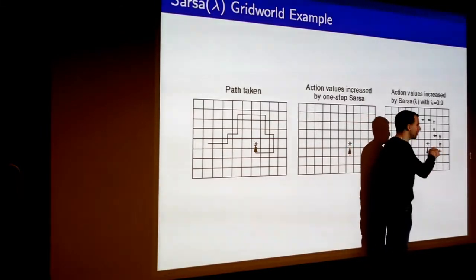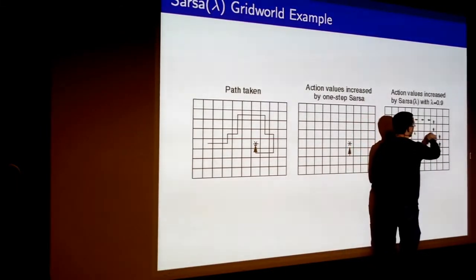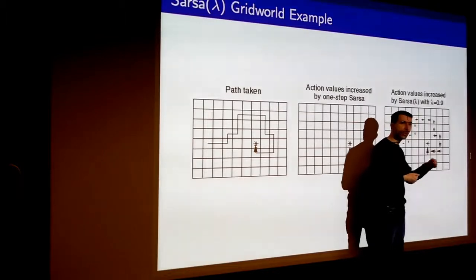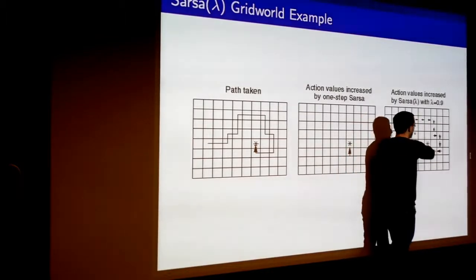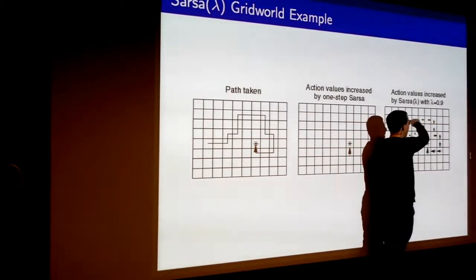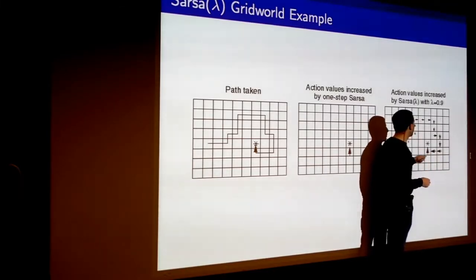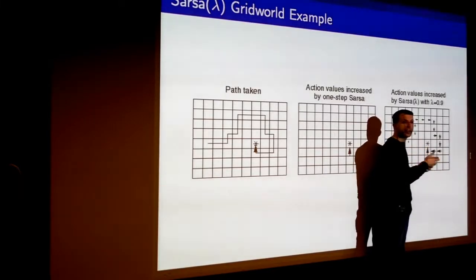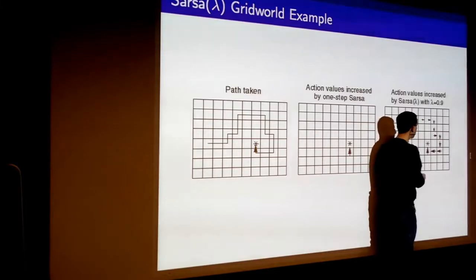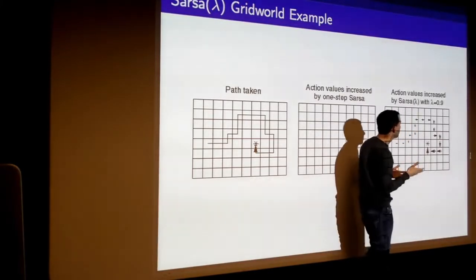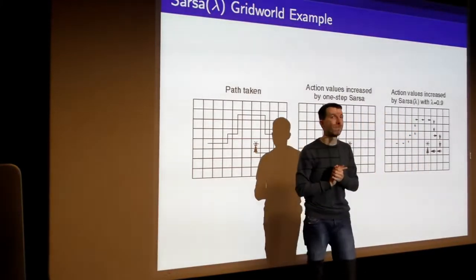So by tuning your lambda, you determine how far back along this trajectory you look. It controls your bias-variance trade-off. The further back you look, the more variance you have, because there are all these random things which happen along this trajectory. But you reduce your bias. You're less susceptible to the effects of bootstrapping.